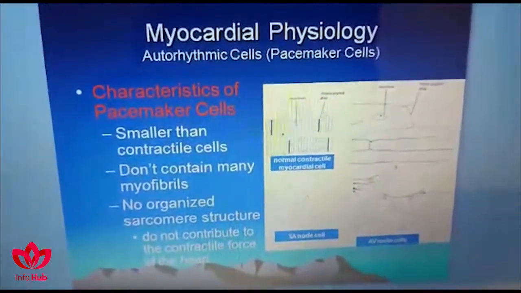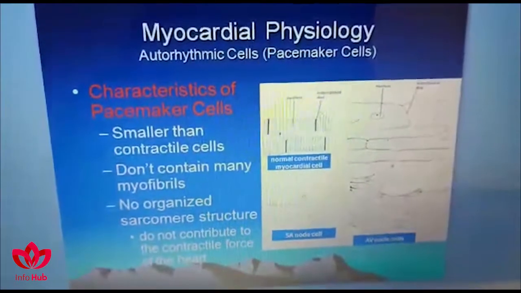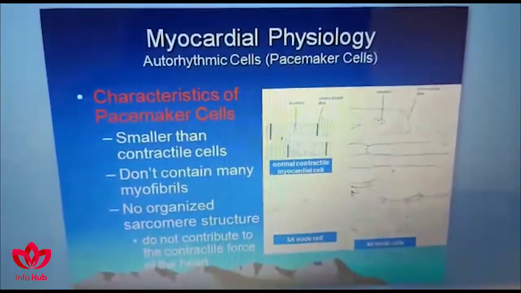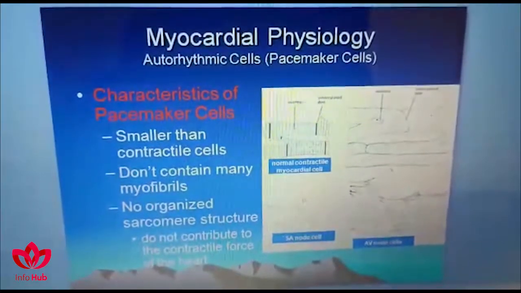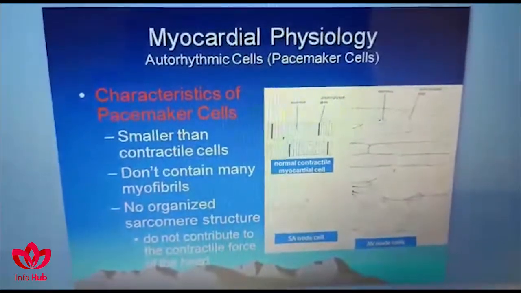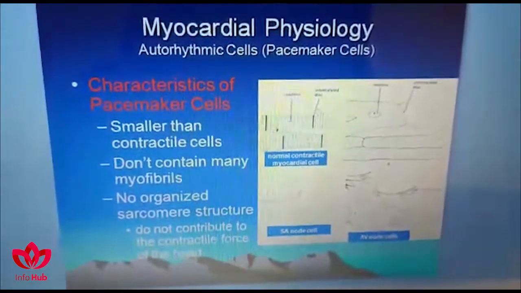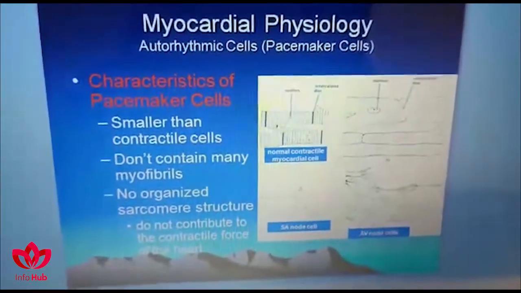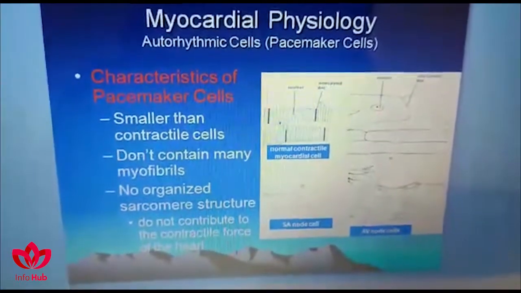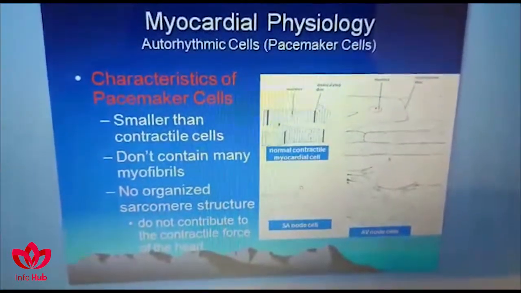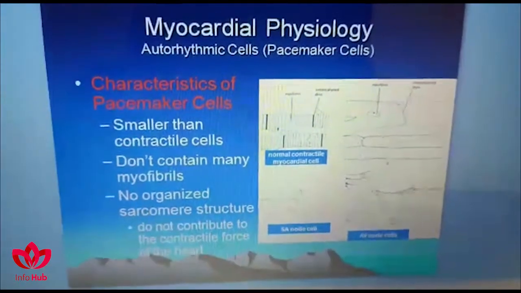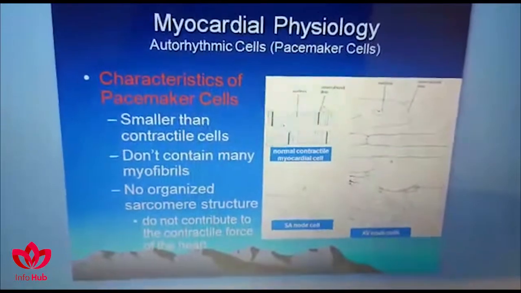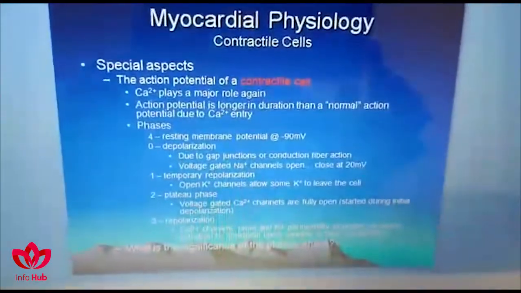Now, the second special type of cells in cardiac muscle are autorhythmic cells or pacemaker cells. They are called pacemakers because they are capable of generating their own action potentials. They are smaller than the contractile cells and they do not contain many myofibrils because they do not contract. There is no organized sarcomere structure and they do not contribute to the contractile force of the heart. So they are meant for the generation of action potential and not the contraction.